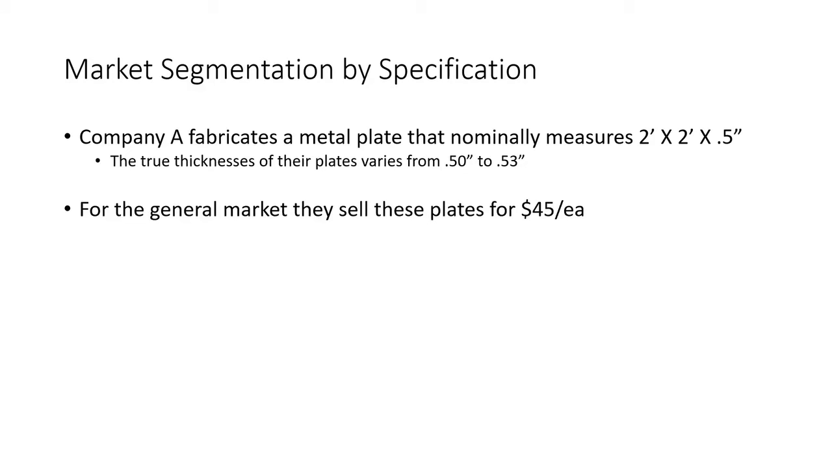For the general market, they sell these plates for $45 each. And by general market, we mean maybe Home Depot sells these, or maybe Lowe's sells these. And so if you go to one of those outlets to buy one of these plates, you're going to pay $45 each. And you have to understand that the true thickness of each plate you buy might be slightly different.